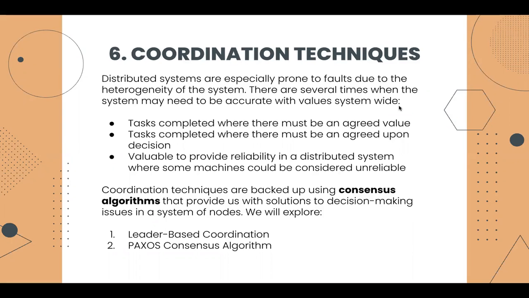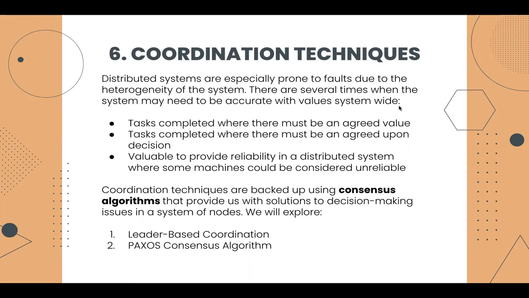Distributed systems are especially prone to faults due to the heterogeneity of the system. There are several times when the system may need to be accurate with the value system-wide, and this is particularly emphasized when we have tasks completed where there must be an agreed upon value, tasks completed when there must be an agreed upon decision, or just in general when it is valuable to provide reliability in a distributed system where some machines could be considered unreliable.